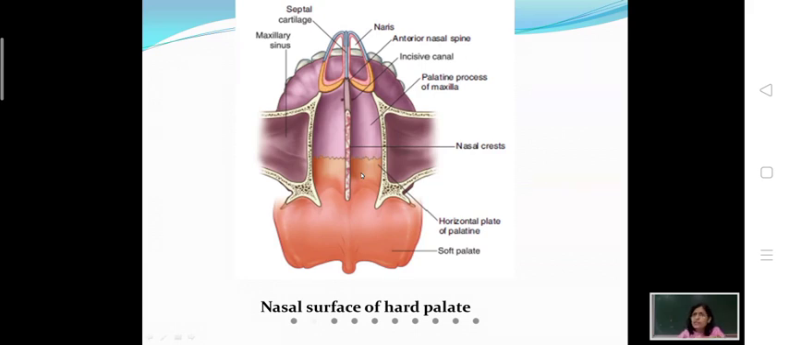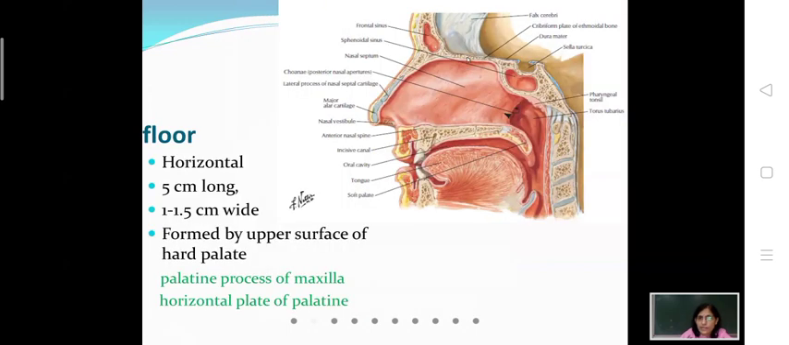Then each nasal cavity is about 5 centimeters in height, and anteroposteriorly it is about 5 to 7 centimeters.